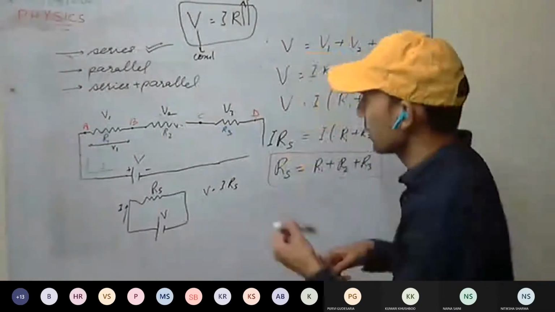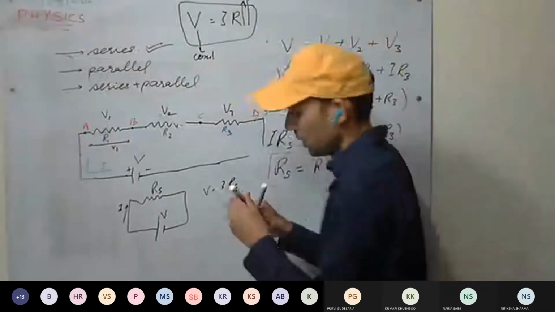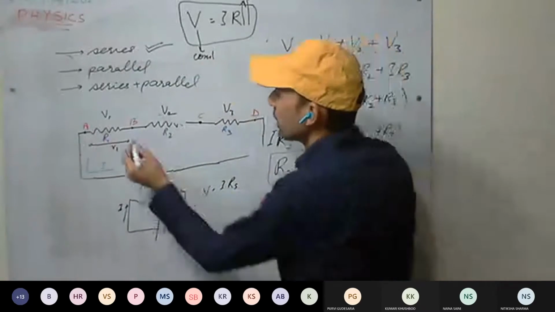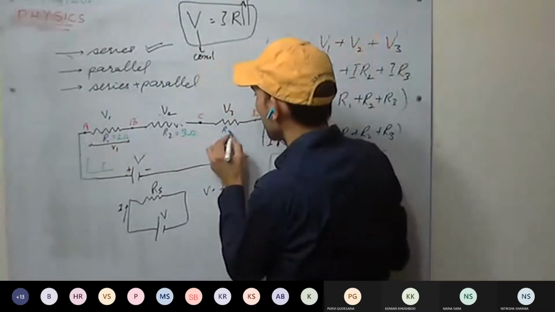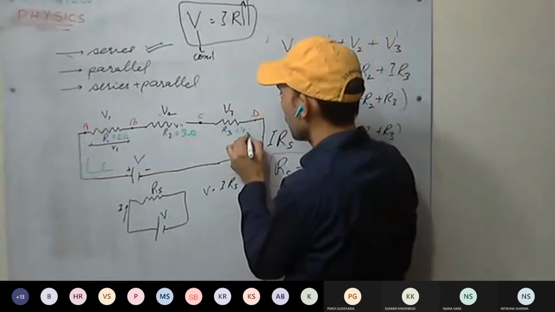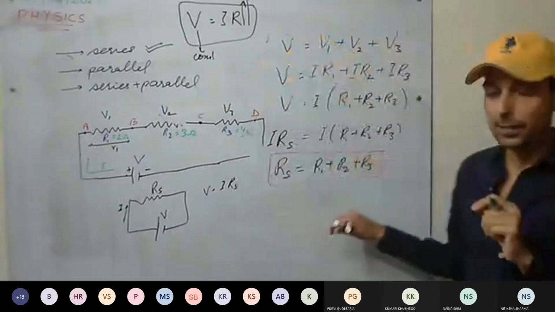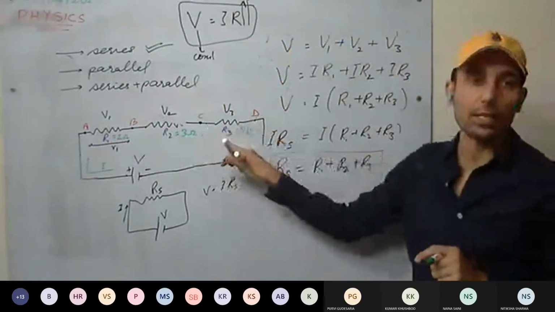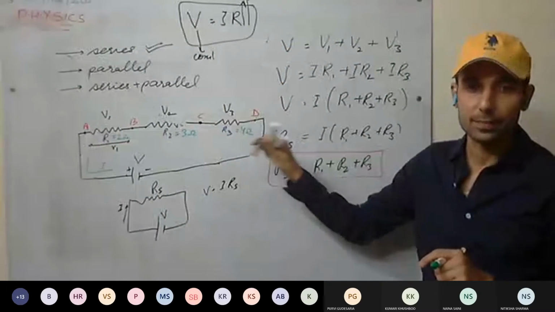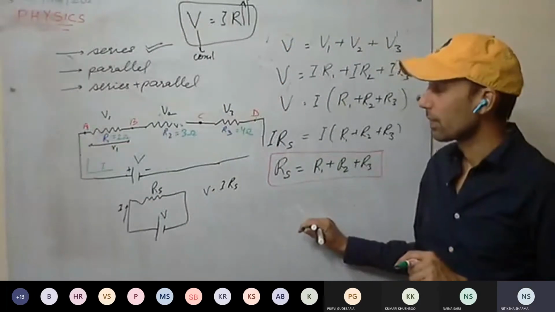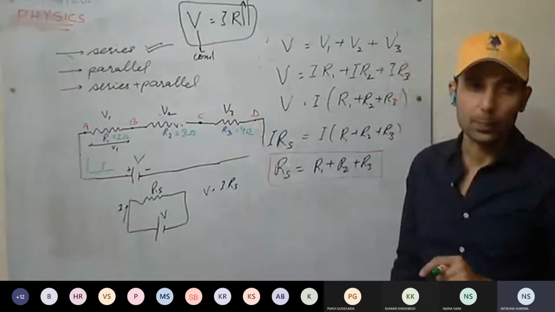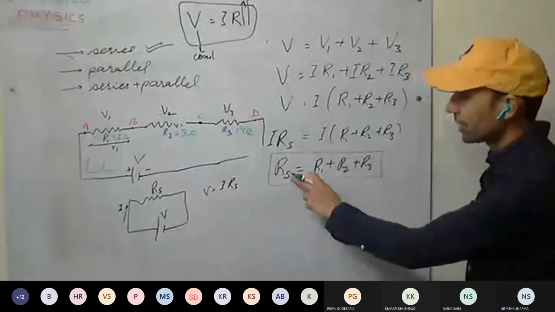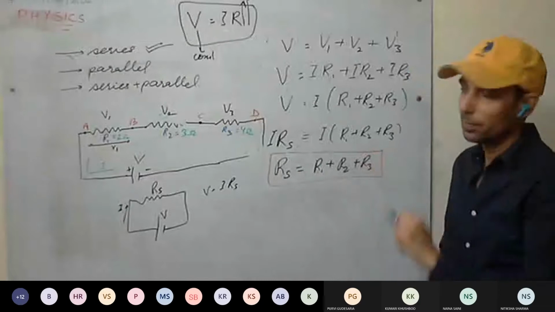If R1 is 2 ohm, R2 equal to 3 ohm, R3 equal to 4 ohm, what will be the equivalent resistance offered when these three resistors are connected in series? Sir, 9 ohm. 4 plus 3 plus 2, that is 9 ohm. So equivalent resistance is 9 ohm.